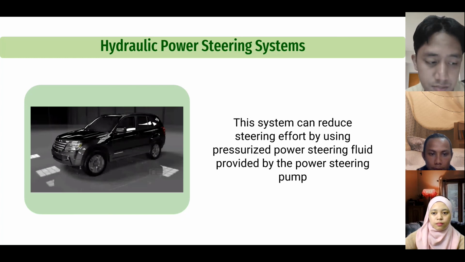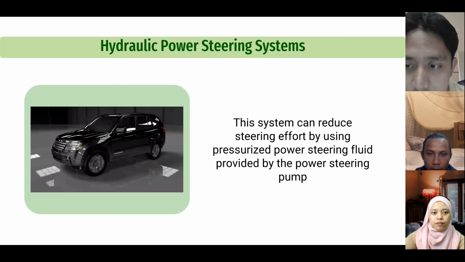The hydraulic power system continually pumps fluid and is affected by engine speed. High revolutions per minute equal high pressure output, whereas low revolutions per minute give low pressure output.